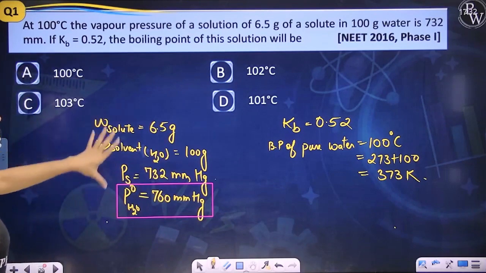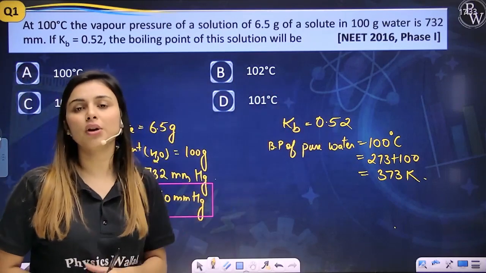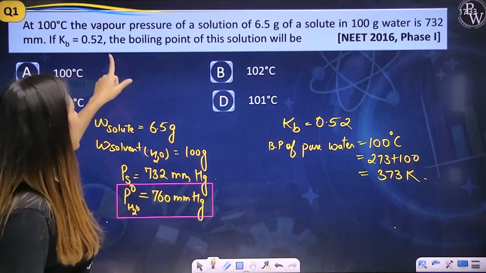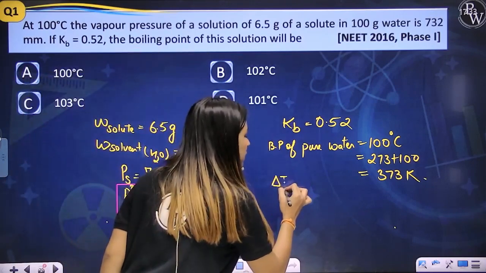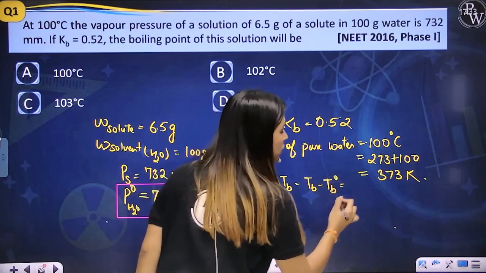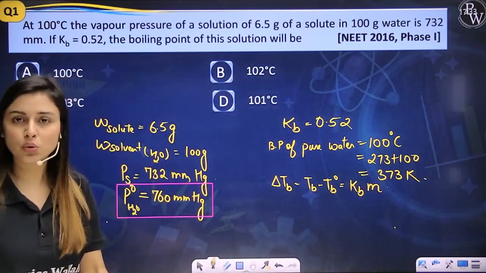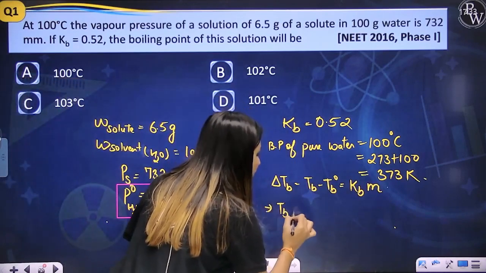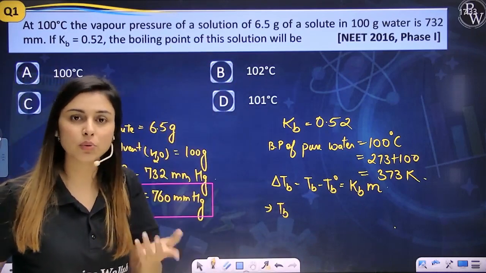Here something related to vapor pressure is given, but something related to boiling point is asked. How are we going to connect both of them? They have asked me the boiling point of the solution. I know that delta TB, which is equal to TB minus TB naught, is equal to KB into molality, right? Yes, I know this. For this I know that TB is to be calculated, because they have asked you the boiling point of the solution. So that is something which you have to calculate.